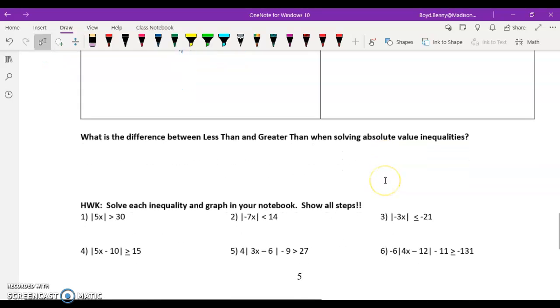Okay, what is the difference between less than and greater than when solving absolute value inequalities? I'm going to ask you to pause the video and write the answer down to that and then come back and check it against my answer. Okay guys, here's the answer to mine. Go ahead and check that and see how you did.